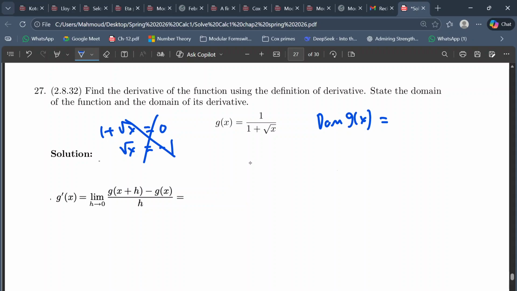What about the next problem? I think there is no problem. Yes, there is still another problem. Here x, is it allowed to be negative? So x greater than or equal to 0, right? If you put 0, no problem, because it will be 1 plus 0. Now, domain g of x equals what? Closed from 0 to infinity, right? Now, how to find the derivative?